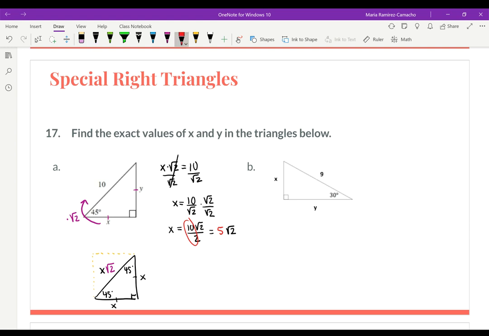So again, you can leave your answer as 10 over root 2 if the rest of these steps absolutely make no sense, but the proper way to write here what x is equal to is x equals 5 root 2, and because x and y are equal in length, y is also 5 root 2.